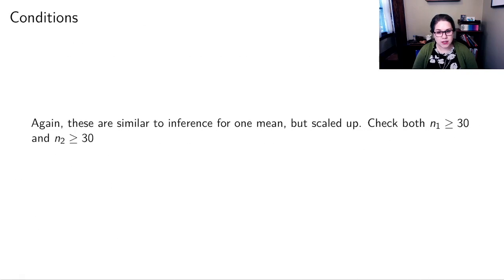There are conditions we need to check. It's basically the same ones as we did for one mean, but now we have twice as many because we have two means. So we're going to check that n1 is greater than or equal to 30, and we're going to check that n2 is greater than or equal to 30. And in the next video, we'll talk about using that to do inference.